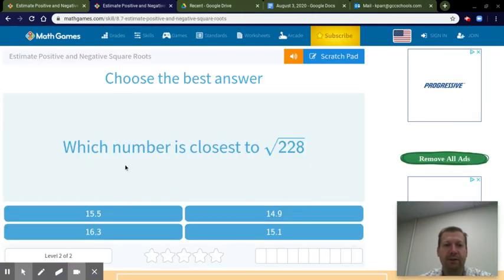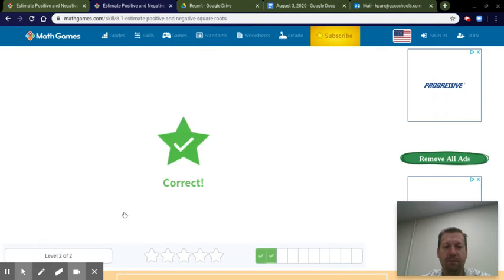Square root of 228. What is the closest to the square root of 228? Well, I know that the square root of 225 is 15. So this is going to be just slightly bigger than 15. Not a lot bigger, just a little bit bigger than 15. So I'm going to go with 15.1. Again, the square root of 225 is 15. This is a little bit bigger, not a lot bigger. And it's not all the way up to 16 squared. So I'm going to go with 15.4.